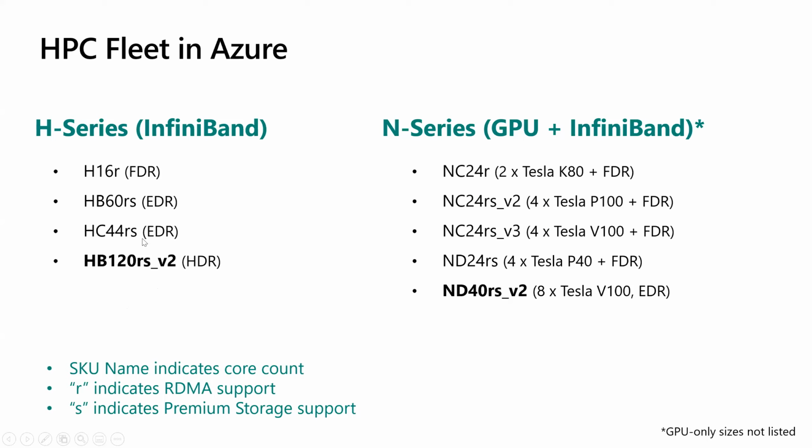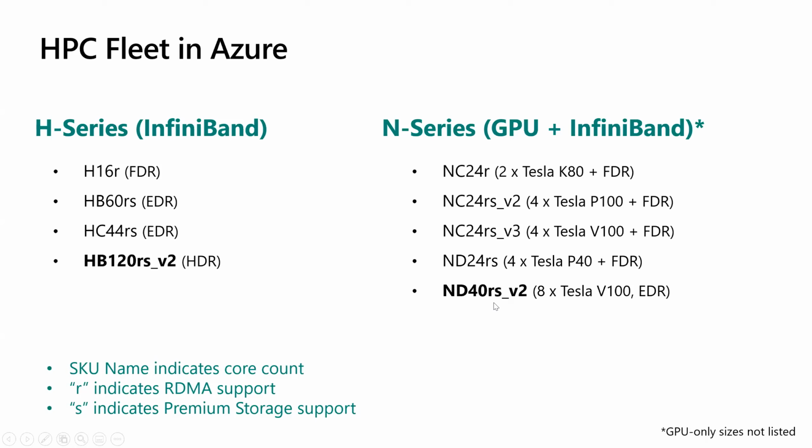And the V2, or if there is none, that indicates the generation of the VM family. Similarly, here these are different GPU plus IB families. So ND, this is the latest GPU SKUs. So the ND family, and we have 40 cores. This is the Intel Skylake based SKU. So the VM will see 40 cores there.